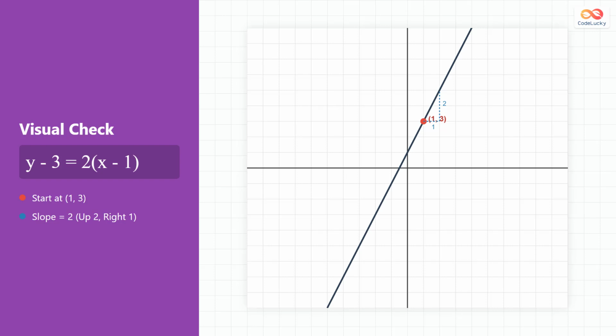Let's look at this on a graph to make sense of it. We start at our known point, (1, 3). Since our slope is 2, or 2 over 1, we go up 2 units and right 1 unit to find the next point. The line passing through these points represents our equation perfectly.